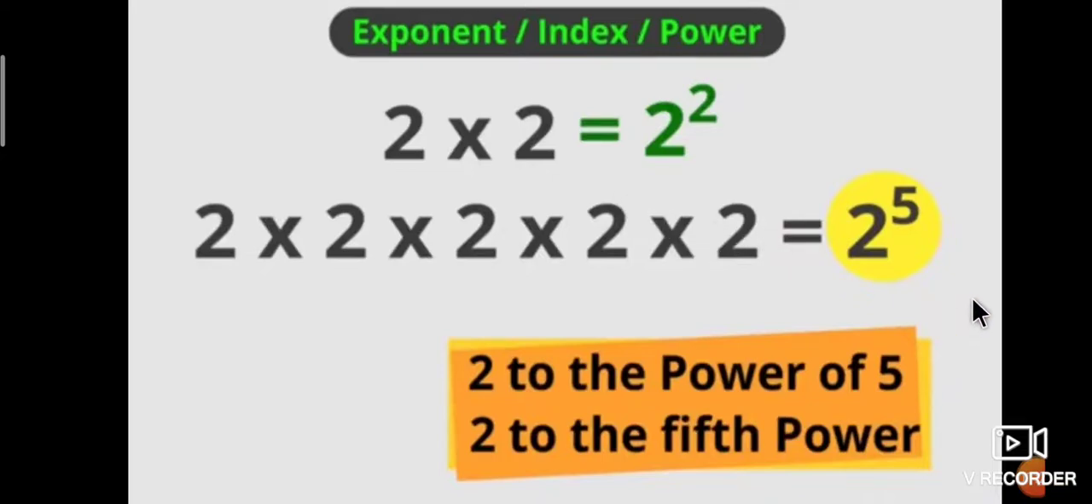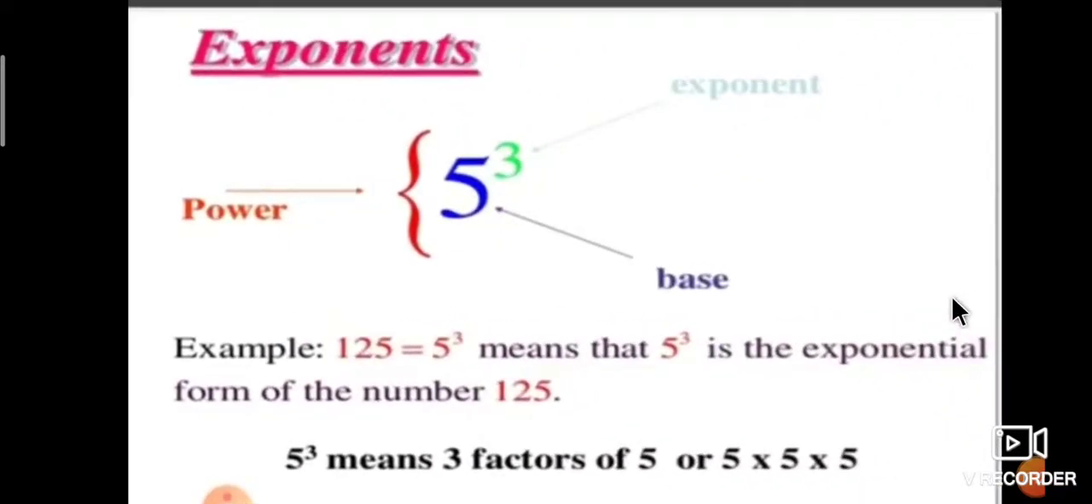So what is an exponent? Observe another example, 5 to the power of 3. Here, 5 to the power of 3 is called the exponent. 3 is called the exponent or power. 5 is called the base.